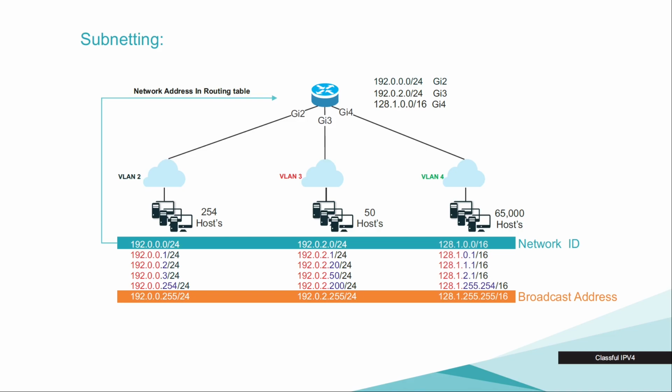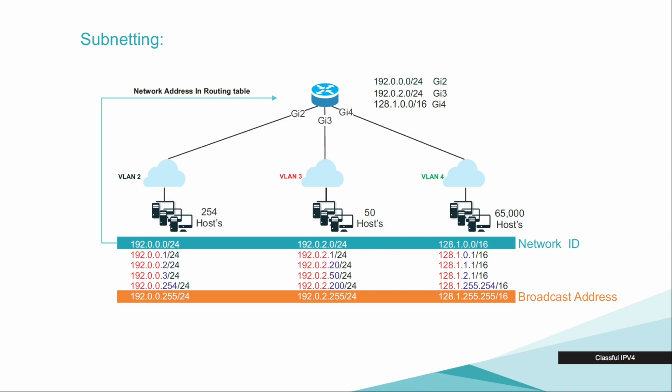Next, for VLAN 4, we will use Class B. VLAN 4 has 65,000 hosts, and the Class B can give us up to 65,534 hosts. We can also pick up any subnetwork in Class B. In our example, we picked up the network 128.1.0.0/16. Class B is a /16. The first IP address will be 128.1.0.0, and this IP address will be the network ID.